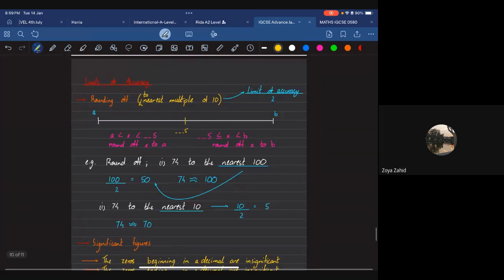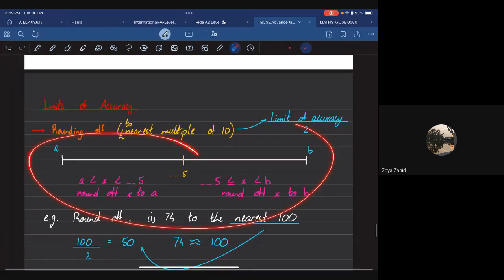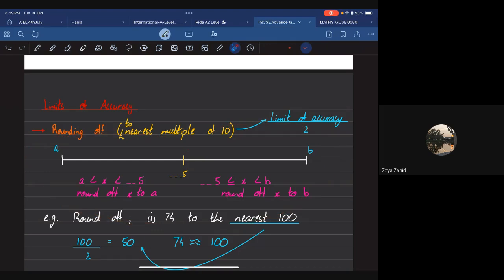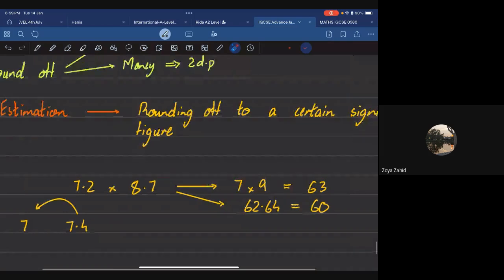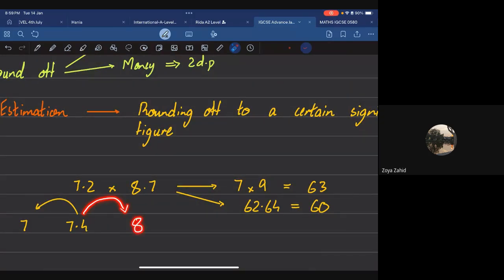Guys, one thing that you need to realize is this rule applies to everything. The difference between rounding off and estimation is of the degree of rounding off and estimation. Like this is on a larger scale and estimation is on a smaller scale, but at the same time how you round something off is going to remain the same. All right, so 7.4 cannot be written as 8. It is going to be 7, because it's less than 5. 7.5 would have been rounded off to 8. Is this clear to them?